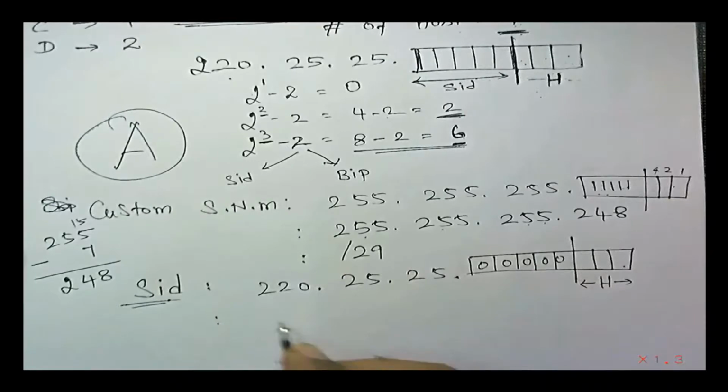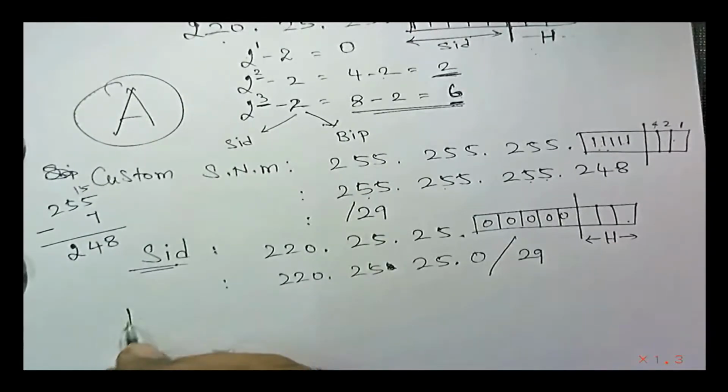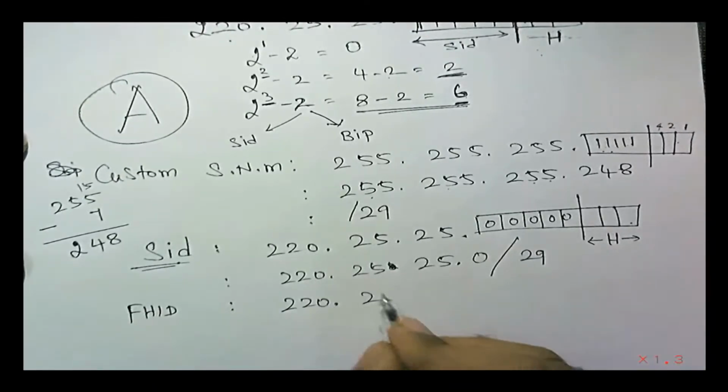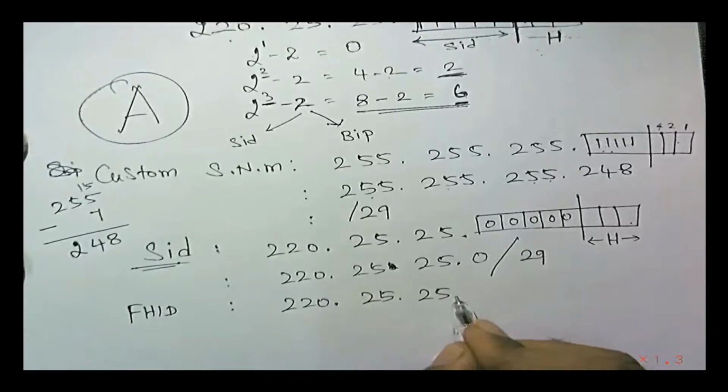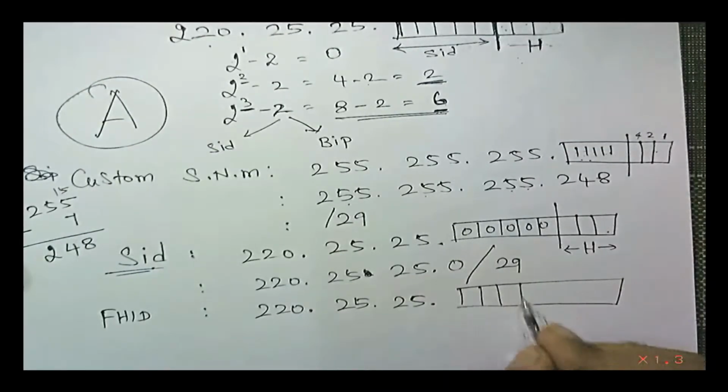So this is going to be the same: 220.25.25.0. This is going to be your subnet ID, /29. Then the first host ID. What is the first host ID? You can see 220.25.25. So here 1, 2, 3, 4, 5, the first 5 bits are going to be 0 because this is your subnet.